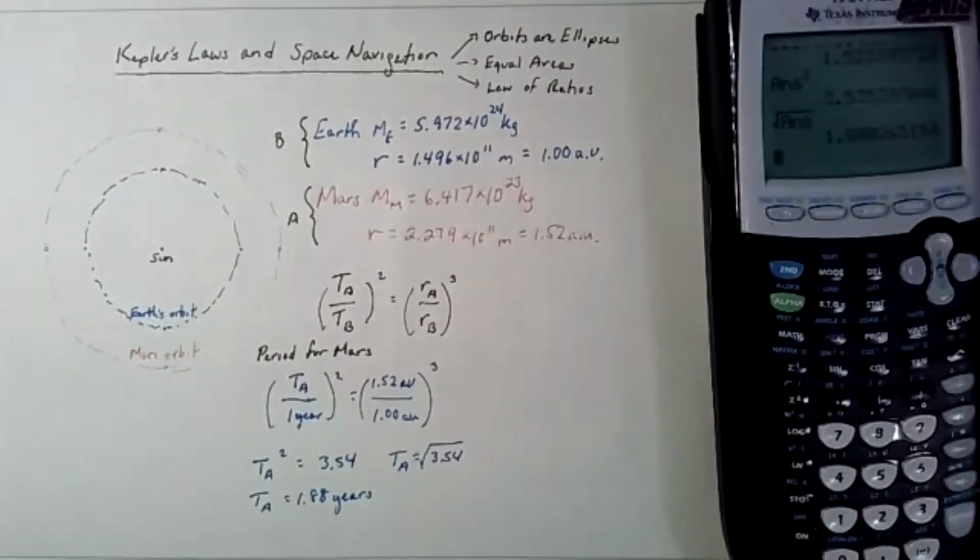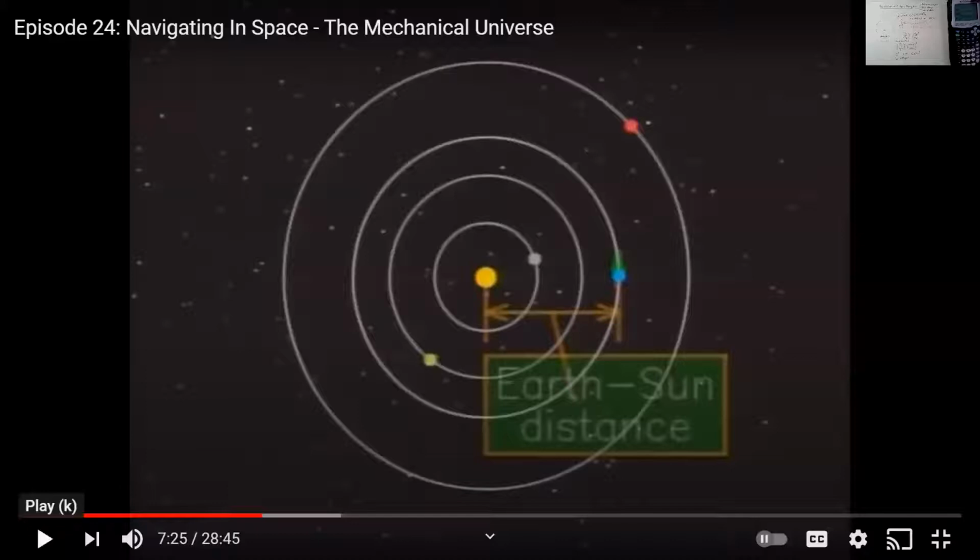So there's a classic video that shows this in a simulation, and I'm going to share it with you right now. And in this diagram so far, we have the Earth, the blue planet, and then we have Mars out here. So we're going to go ahead and play this.